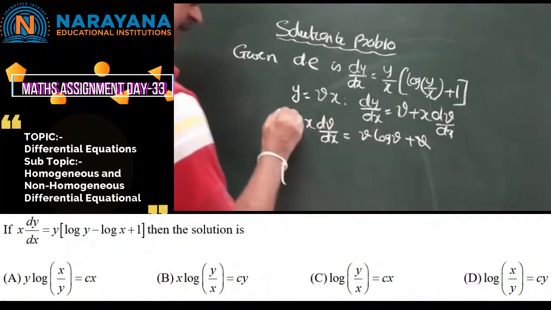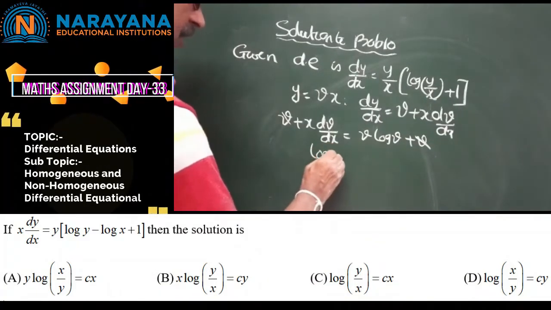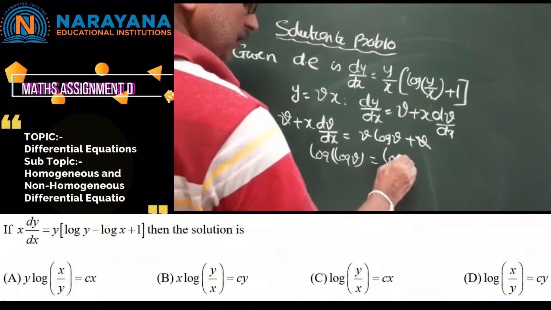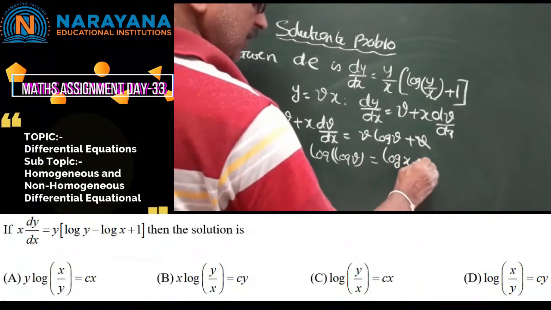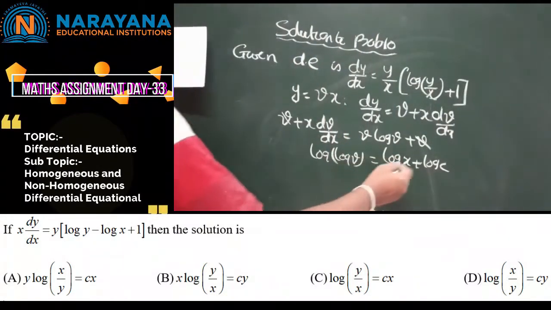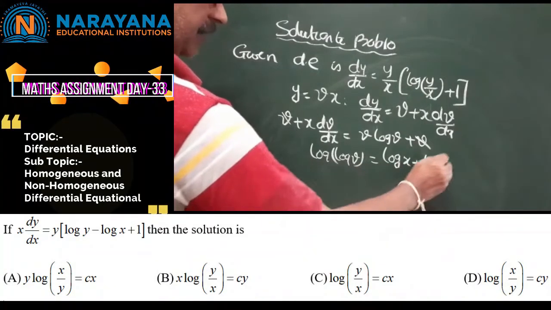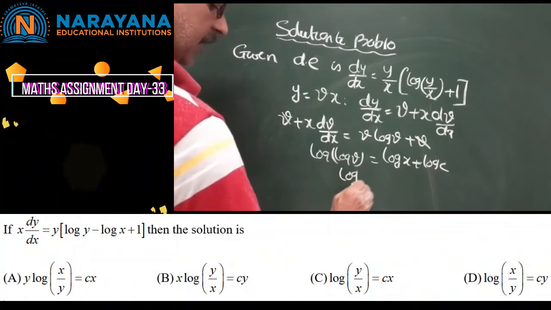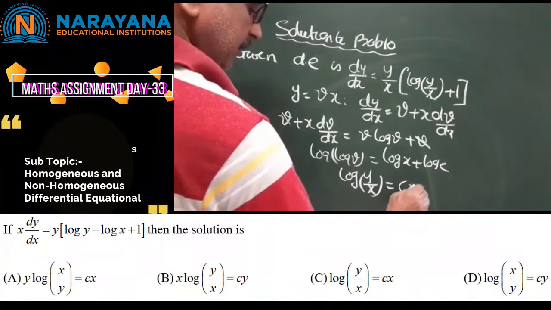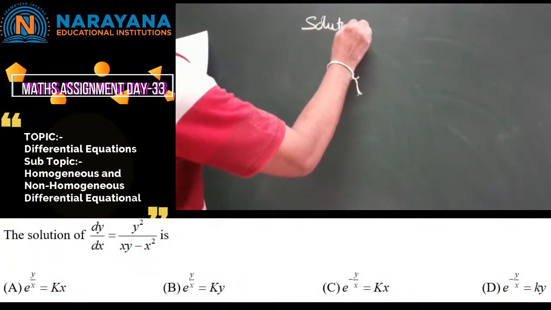Now v will get cancelled and we can get the integration. After integrating, we can get this as log of log v is equal to log x + log c. And if you eliminate logarithm on both sides, we can get log v is equal to log cx. In place of v, if you substitute y/x, you can get log(y/x) equal to cx. Problem number 11.